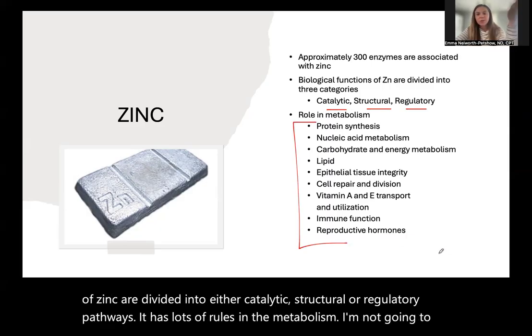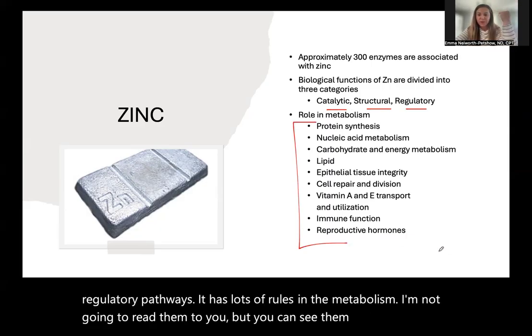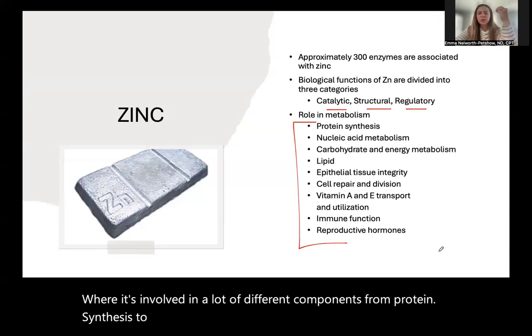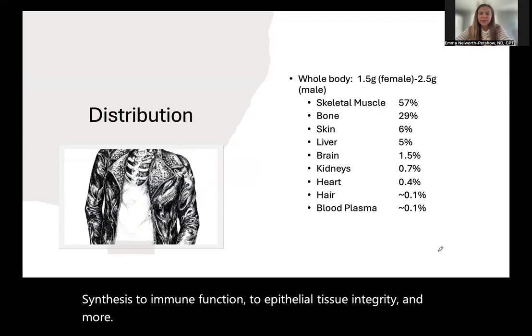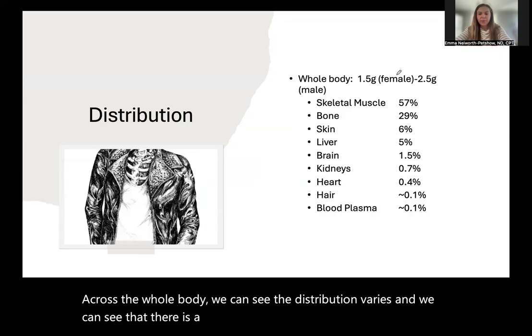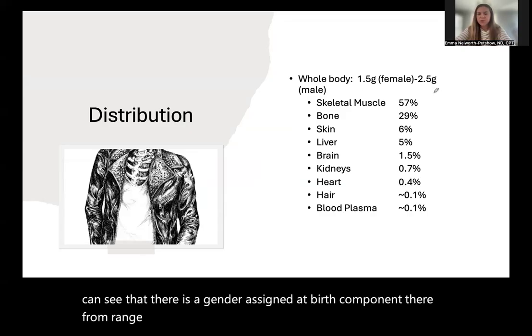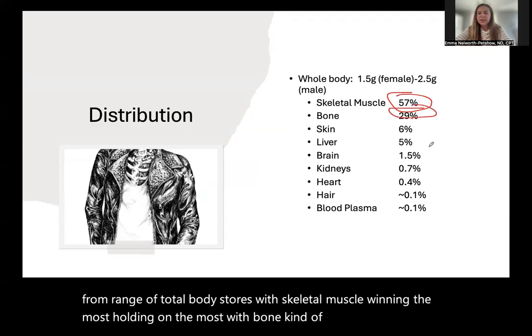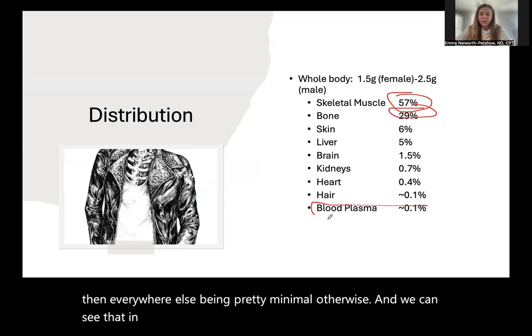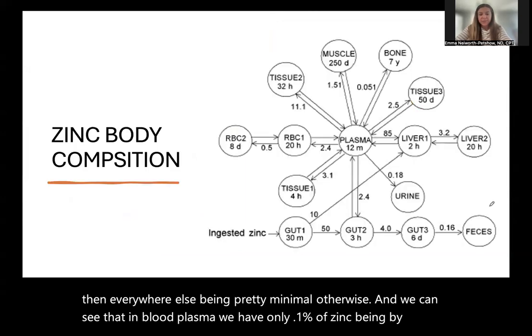I'm not going to read them to you, but you can see them here where it's involved in a lot of different components from protein synthesis to immune function to epithelial tissue integrity and more. Across the whole body, we can see the distribution varies, and we can see that there is a gender assigned at birth component there from range of total body stores, with skeletal muscle holding the most, with bone kind of falling behind, and then everywhere else being pretty minimal otherwise. And we can see that in blood plasma, we have only 0.1% of zinc being bioavailable there.